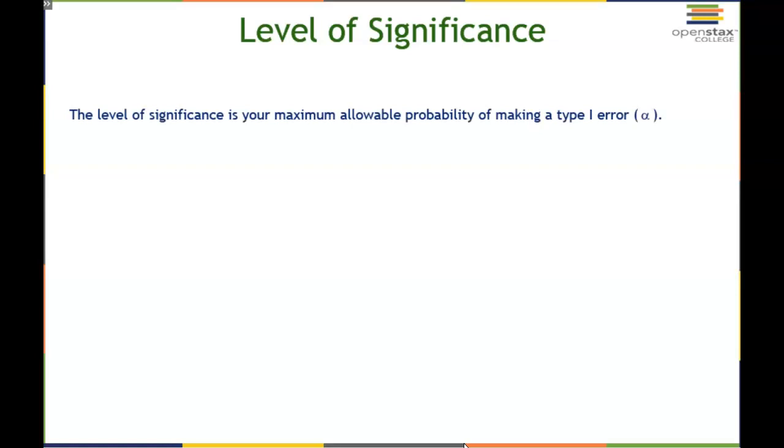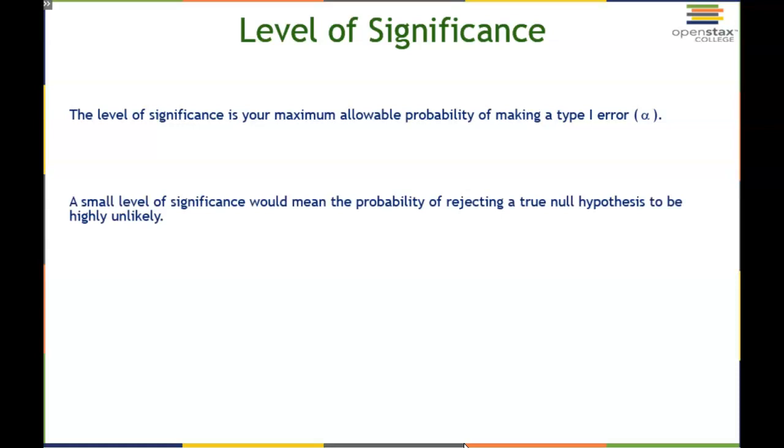This level of significance is very important. The level of significance is your maximum allowable probability of making a type 1 error. It's your alpha. A small level of significance would mean the probability of rejecting something that is true, the null hypothesis, which is true, is highly unlikely. We want to eliminate this error as much as possible. There are some common levels of significance that are used.